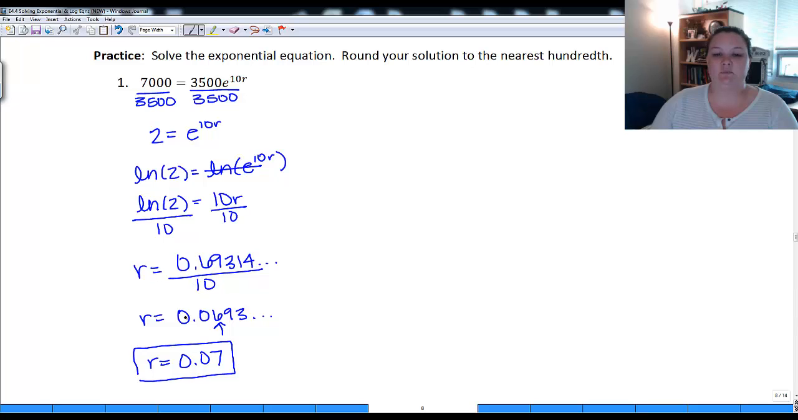When we divide by 10 and then round to the nearest hundredth, always pay attention to your instructions, because a lot of times people will miss problems not because they don't know how to do them, but because they didn't round correctly. So that's 2 decimal places, which means that R is equal to 0.07. Okay, let's look at the second one.